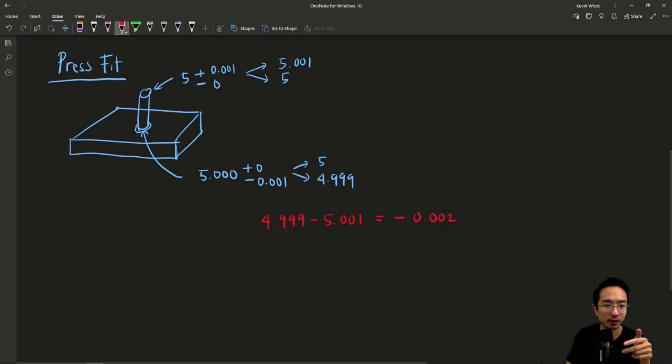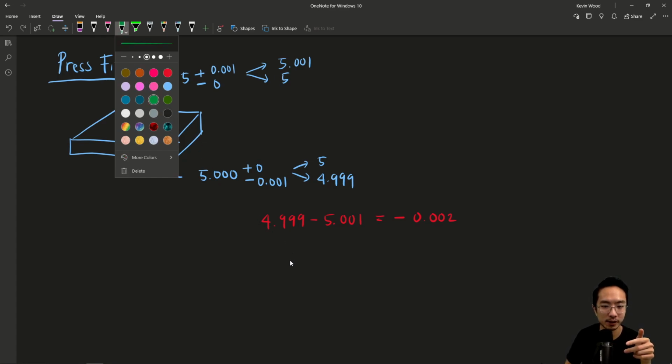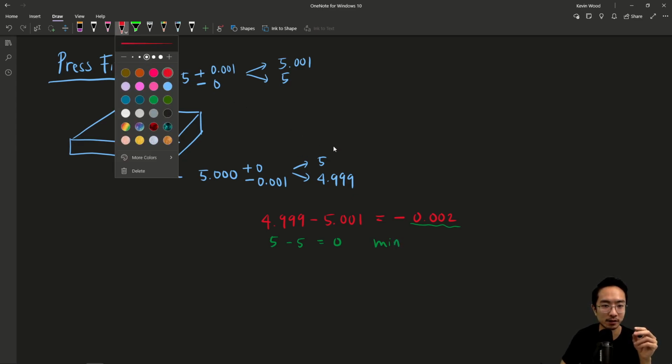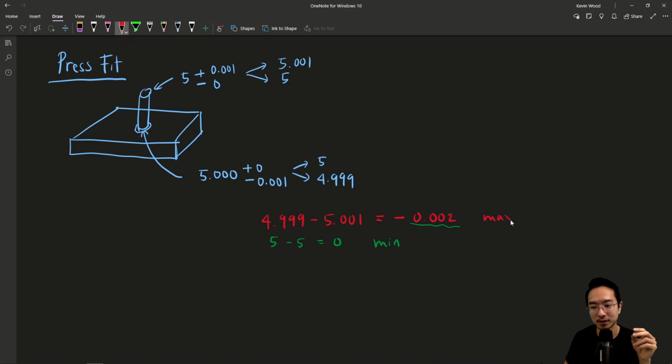And then the other case in green, we might have a 5 minus a 5, which is 0. Okay, so 0.002 might be pretty tight. So you might tweak around with the tolerancing. This is just an example, but you can see this one is our min case, and then in our red here, that's our max case. So negative because it's interfering in the other direction. So we know that there's always going to be some overlap.